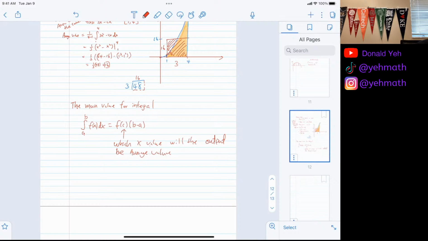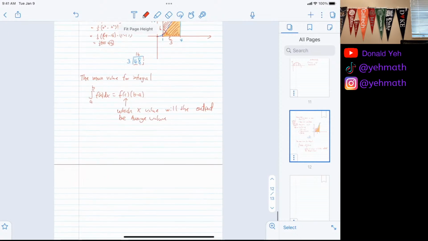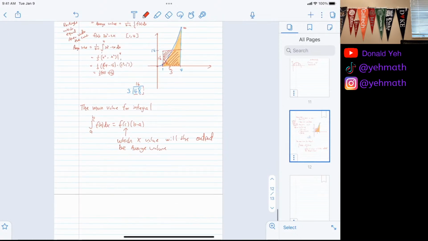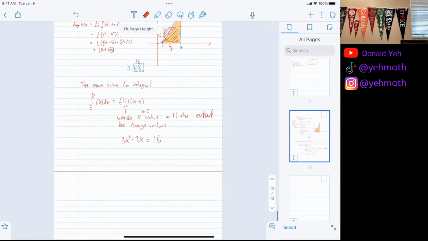So if I say mean value theorem for integral, I can say, oh yeah, this is c. C here is equal to something, that at c, the output of that same rectangle is exactly the area under the curve. So what can we do? We can say 3x squared minus 2x is equal to the area under the curve, which is 16. So you can actually find this new c value.